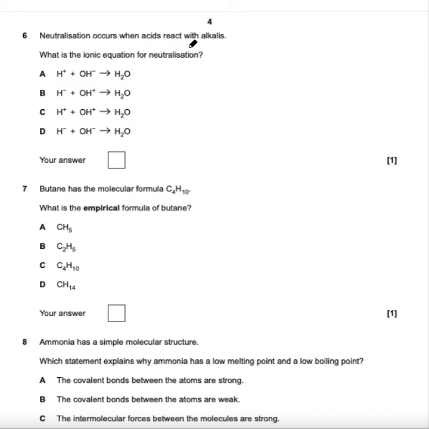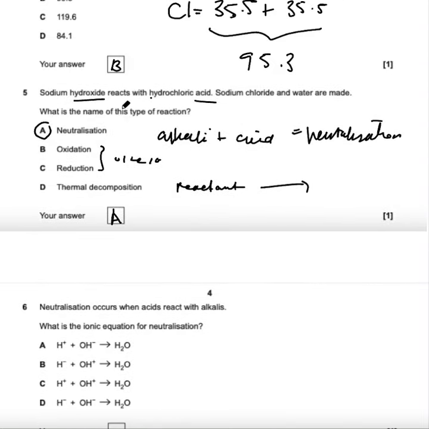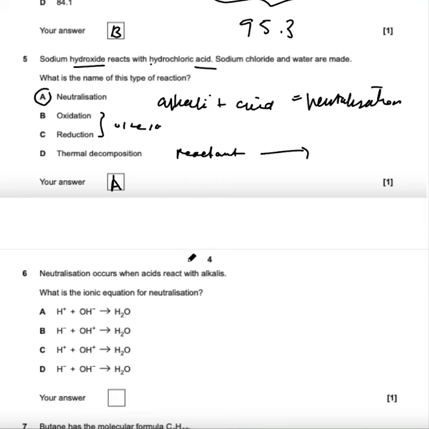Neutralization occurs when acids react with alkalis. What is the ionic equation for the neutralization? Ionic just means when the ions are involved, and you put them into an equation, so it's called an ionic equation. If we go back to the previous example, this is a neutralization reaction, so we have sodium hydroxide, this is what it looks like, and we have hydrochloric acid, and this is what it looks like.